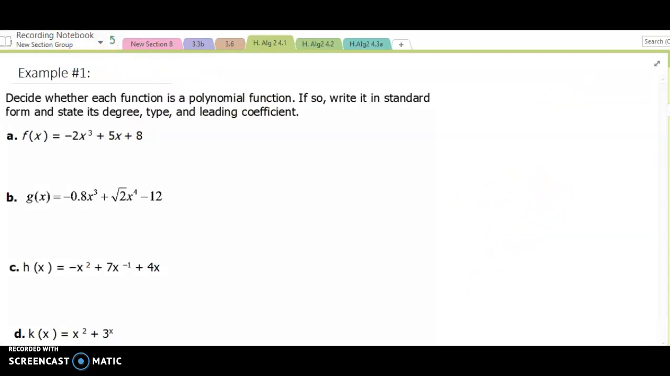All right, so if we look at example 1, this tells us to do a few things. So first, we have to decide whether or not this is a polynomial function. If it is, we want to write it in standard form, and then we want to state its degree, its type, and the leading coefficient. So we'll talk about each of those when we get there. So this here, it absolutely is a polynomial because each one of these is a monomial. Okay, so yes, it is a polynomial.